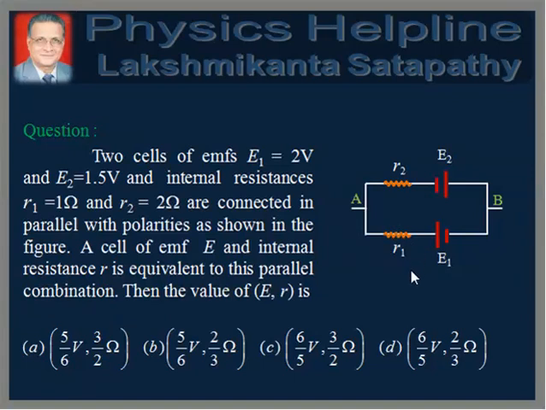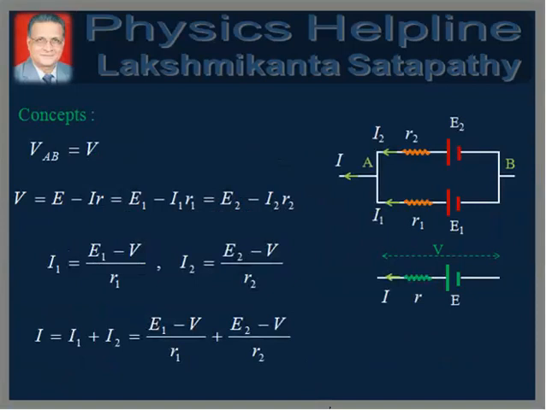Now we are required to find the equivalent cell which can replace this parallel combination. If this has EMF E and internal resistance R, which can replace this parallel combination, then we are required to find the value of E, R. Before proceeding to solve the problem, let us recall the related concepts.